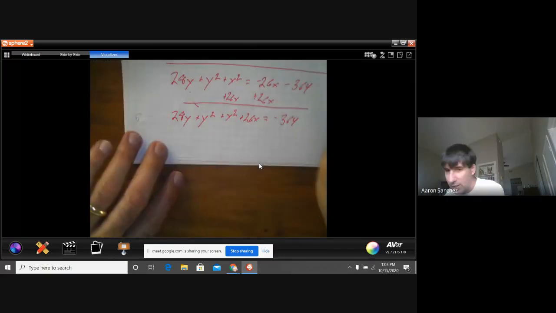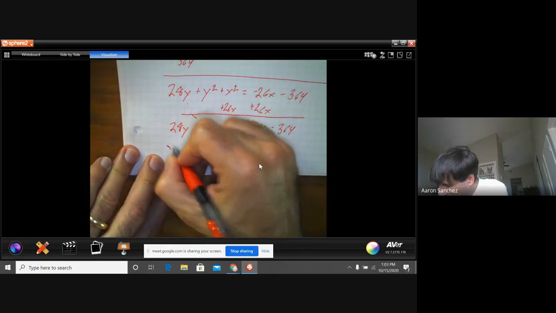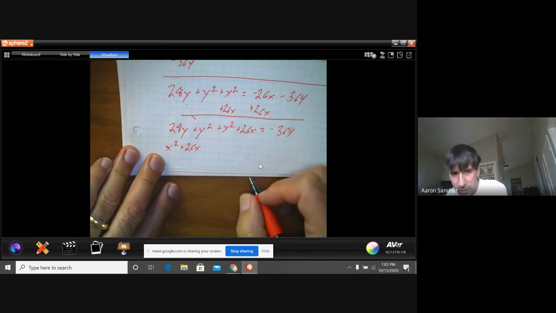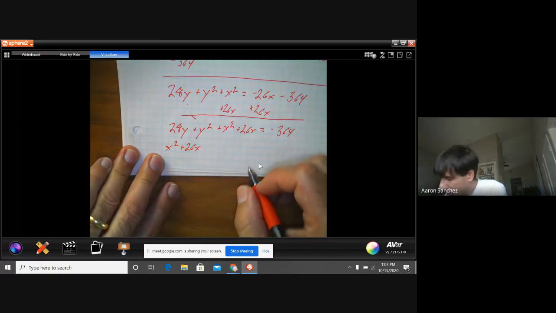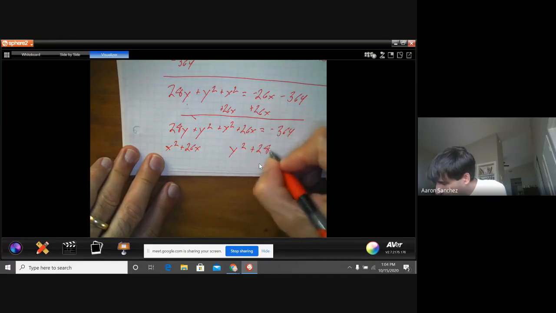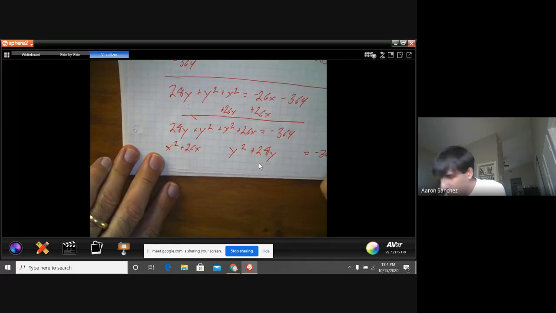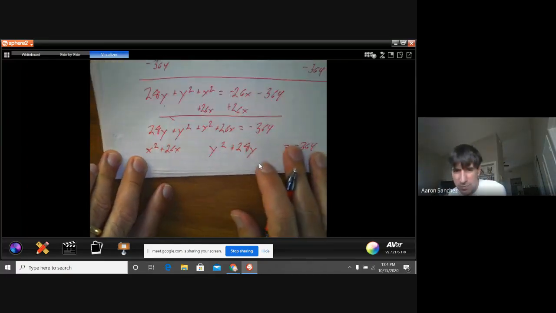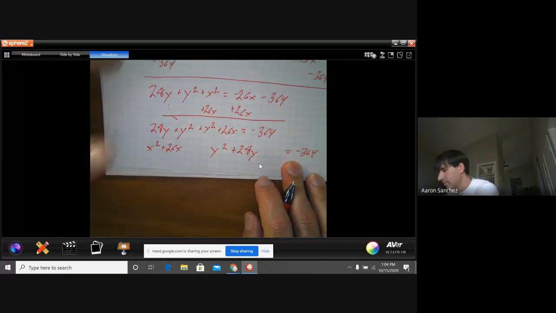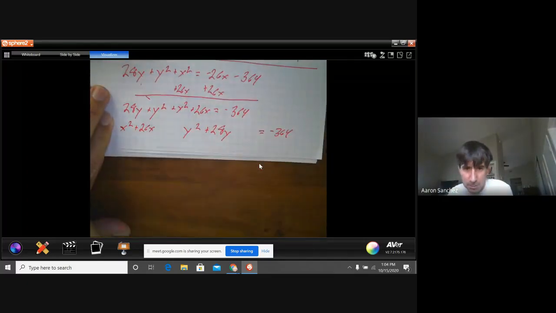Now, let's put the x's and y's together. Let me know if I'm going too fast. So I'm going to say x squared plus 26x. Put those first. Now let's do a space. Y squared plus 28y, space, equals negative 364. Okay, you guys with me?